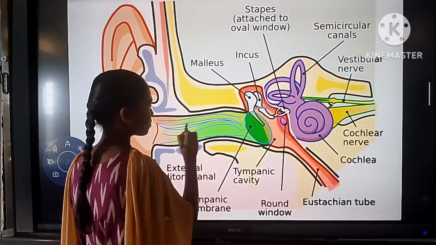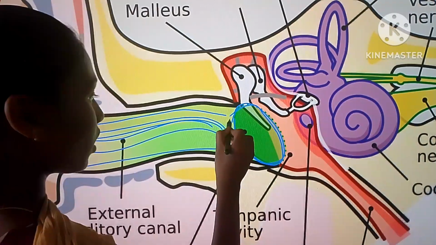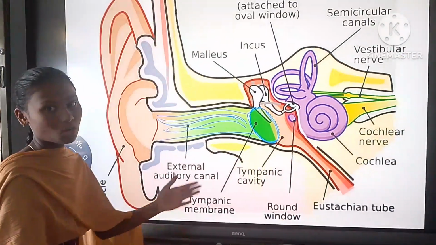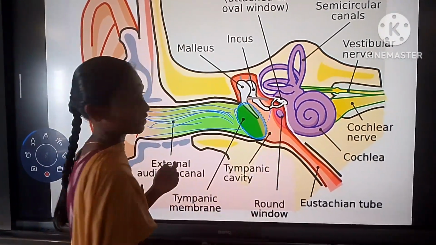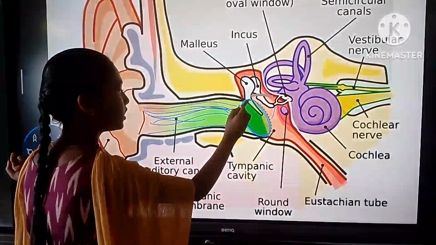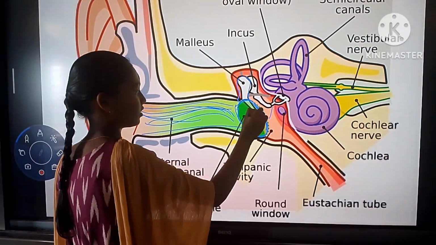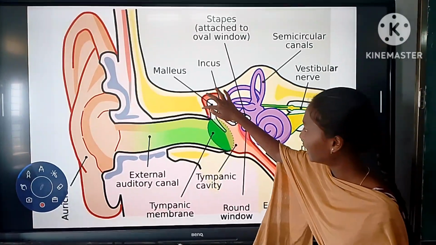The canal is known as the auditory meatus. A thin layer called the tympanum or eardrum is present at the end of the auditory meatus. It is located between the external ear and the middle ear. It is cone-shaped and narrow, connected to the first bone of the middle ear. I have explained the external ear.